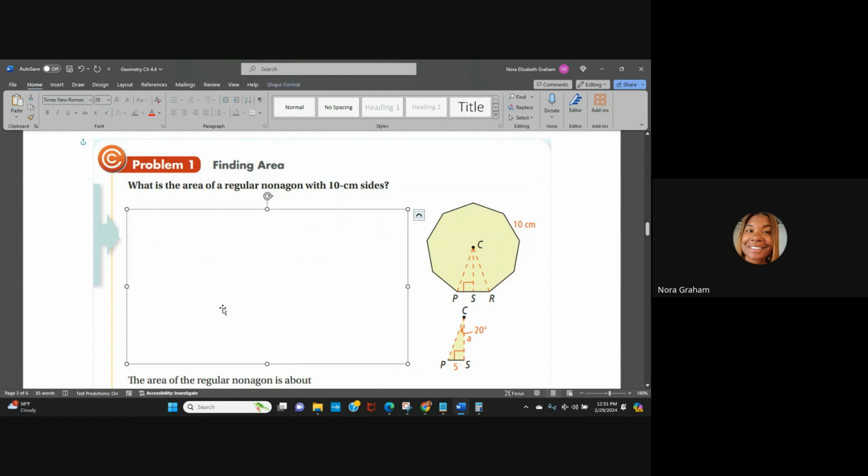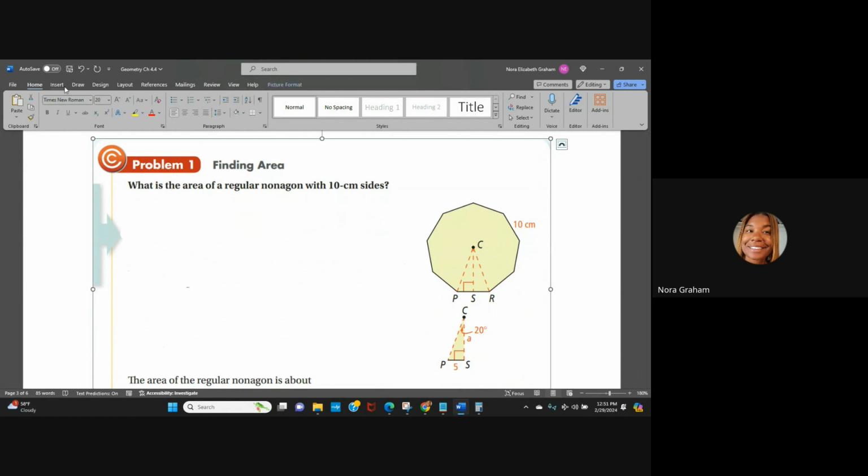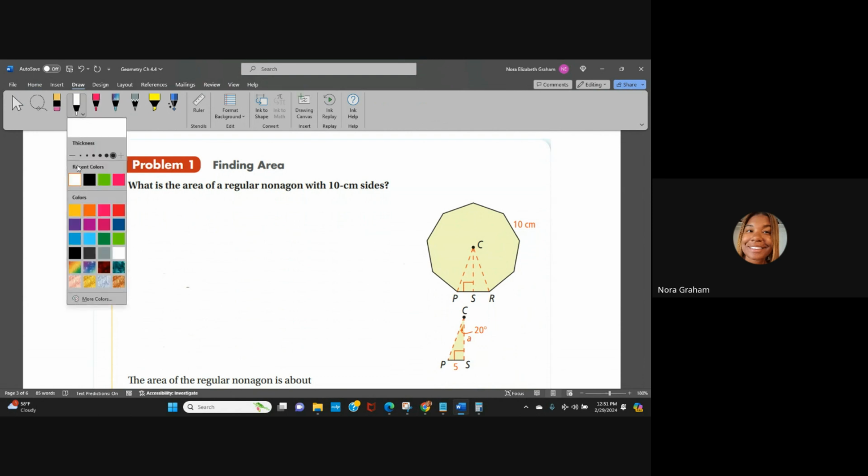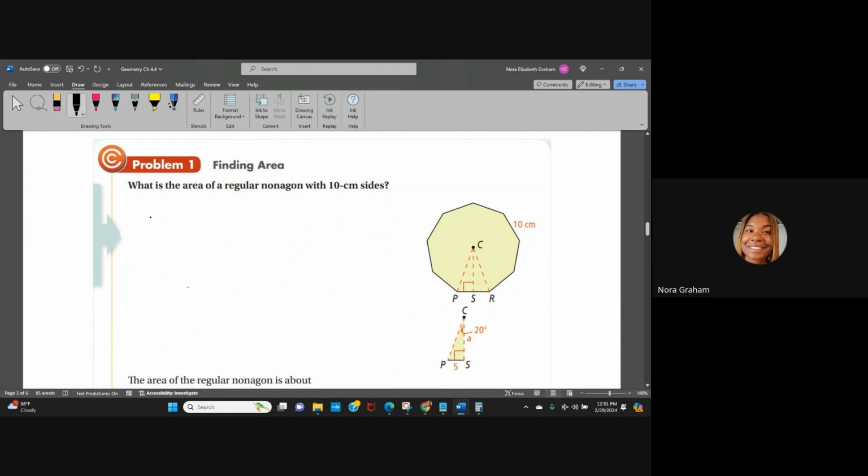For problem 1, let me get my pencil ready. What is the area of the regular nonagon? A nonagon is going to be 9 sides. So what is the area of a nonagon with 10 centimeter sides? Right here, they have a drawing for us that we can see.